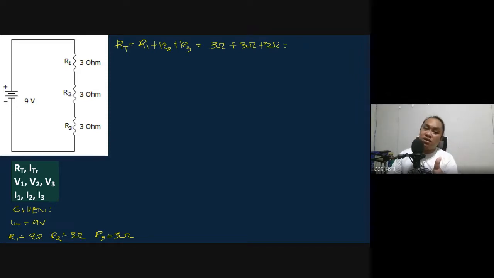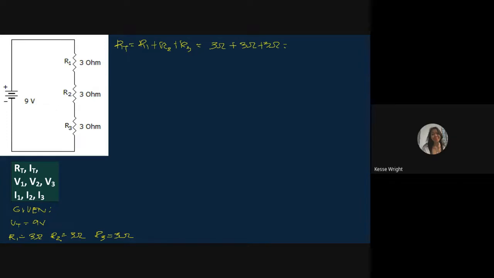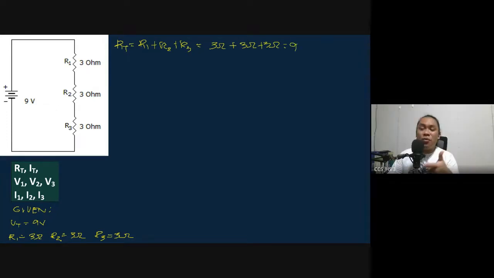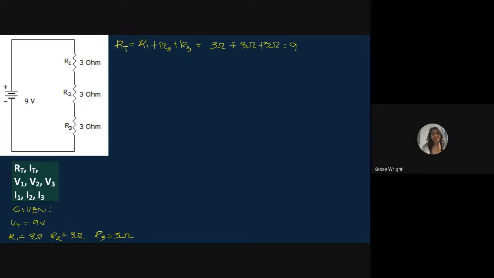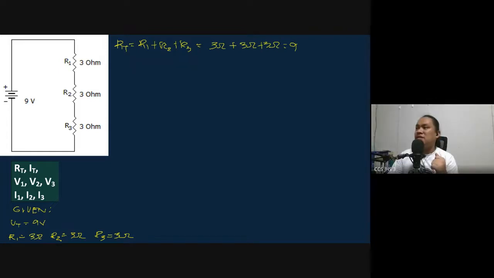What's the answer? 9. Okay, 9. What's the unit of measure that we will use? Ohms. Very good, Cassie. So 9 ohms is our total resistance.